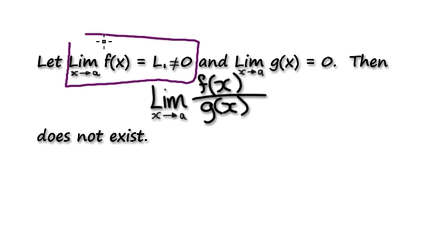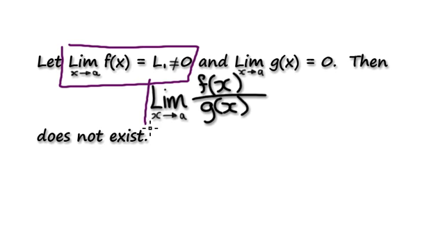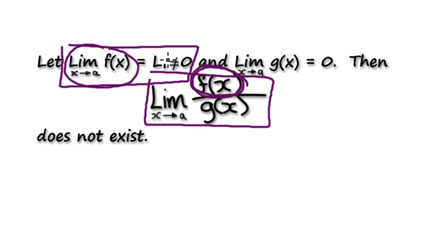Reading this here is saying, let the limit of f of x as x tends to a exist, and let's say that limit is anything other than 0. So whenever you're given a limit problem like this, it's saying that suppose this bit here has a limit, and that limit is anything other than 0.